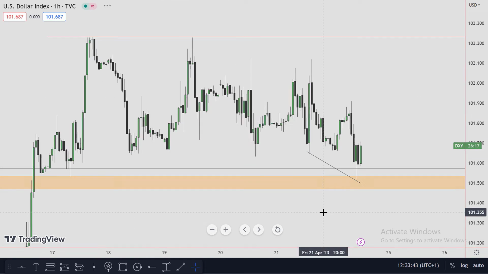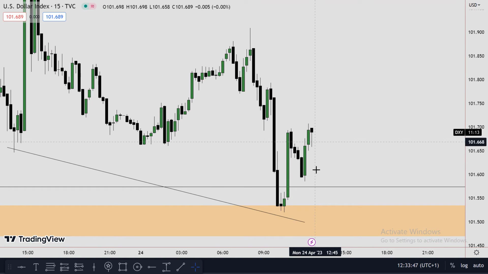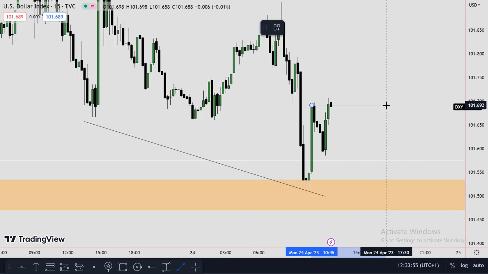We need to see a shift in market structure either on the 5 or 15 minutes, and we will be buying when price returns into internal range fair value gaps. All right, so this is what is happening currently. So look at this. This is what we are seeing currently.